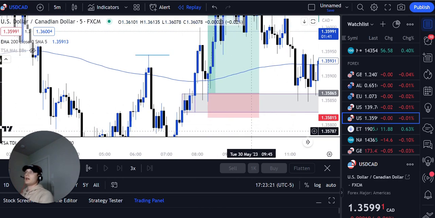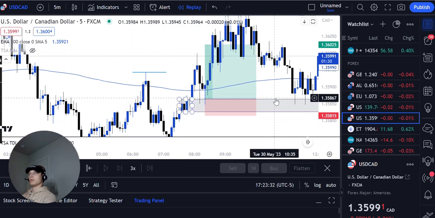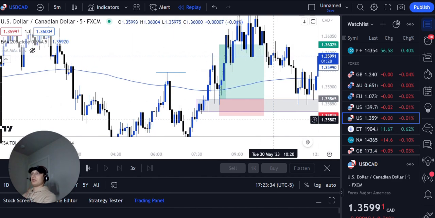But again, probably made that longer than it should have been, but just 2 trades that I wanted to go over, but had a nice 1 to 2 RR, and then left some runners on this one for 1 to 3 this morning on USD CAD.